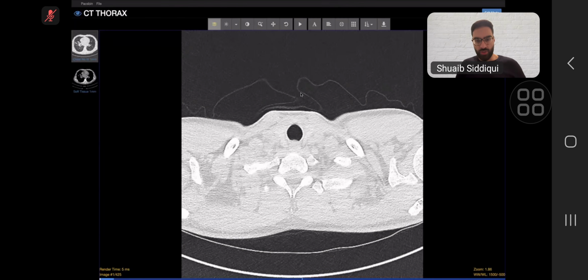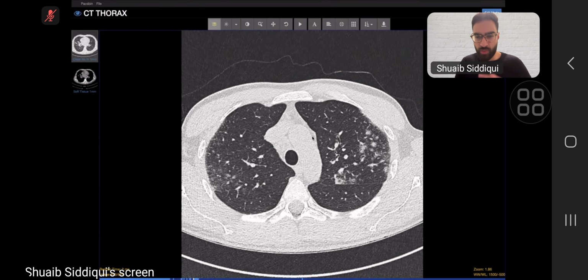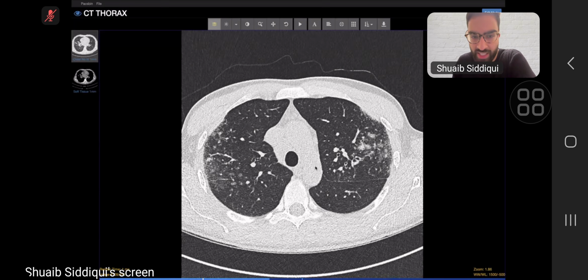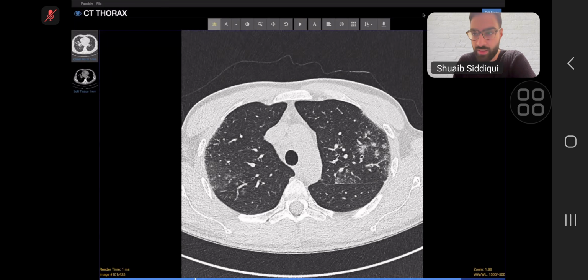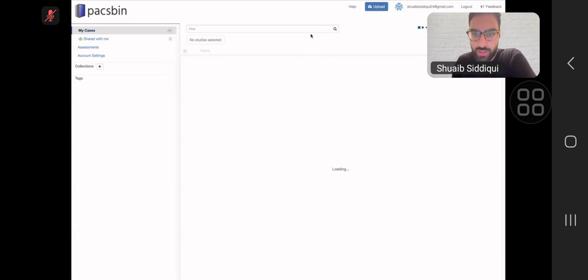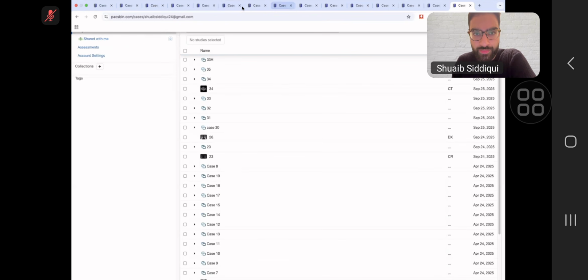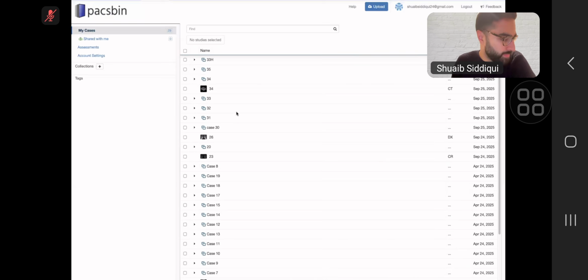So then I showed you an initial CT. So initially, this looks a bit non-specific, and I think it's fair to say that this could be TB. So on the first, is this the first? No, this is the second CT, sorry. Opened up so many. Case 35.